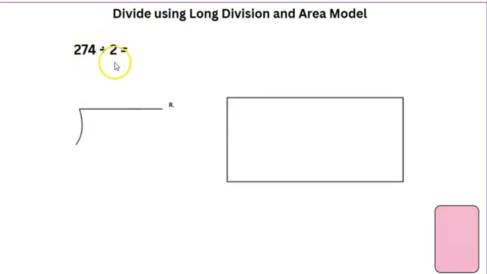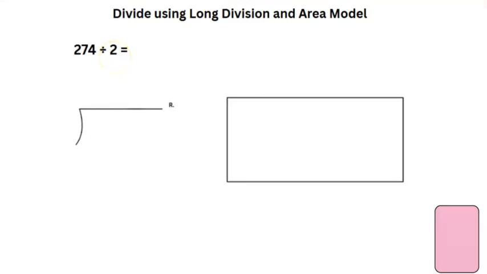Okay. Here is our first equation. We have 274 and we want to divide that up into two groups. So we have our dividend and our divisor. So the first one we're going to use is the long division, and our first step would be to draw this long division bar. Now on the outside of this, we're going to put our divisor, that 2. On the inside, the dividend, 274.